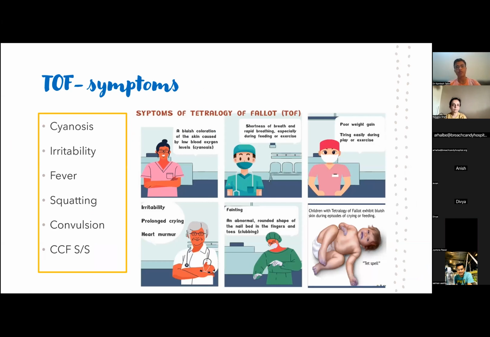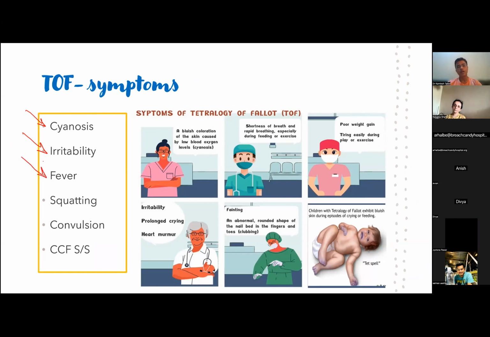The signs and symptoms of tetralogy: the child will have cyanosis, and cyanosis depends on the degree of mixing of RV blood into the LV, which leads to a reduction in oxygen saturations. So that depends on the obstruction of the RVOT. Irritability: the child will be irritable because of hypoxia and because of continuous lower saturations.